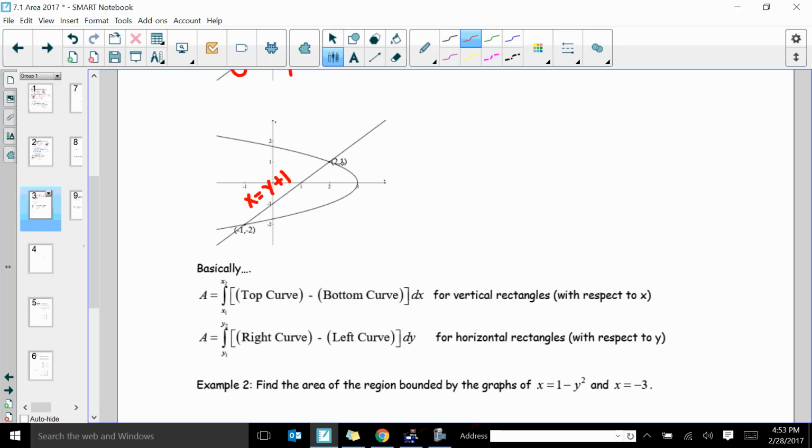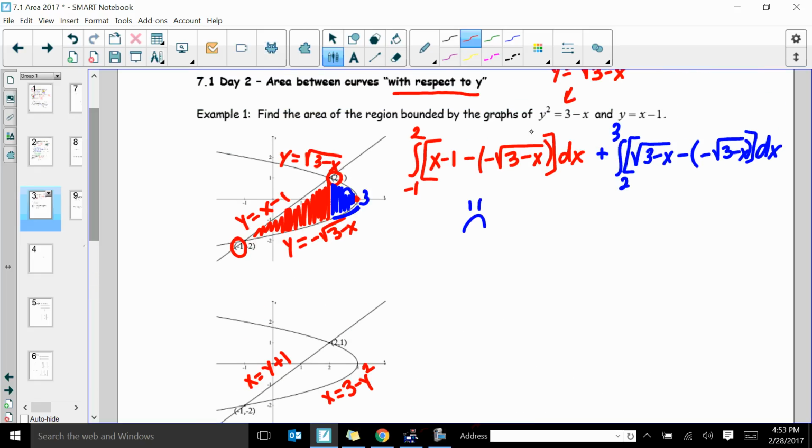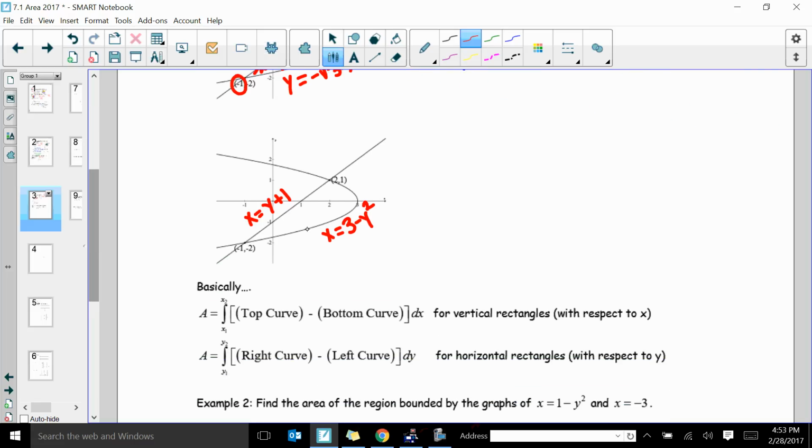This sideways parabola is defined just the way it is. But again, we've got to get x by itself. So if I get x by itself, that ends up being 3 minus y squared. If you're confused by that, all I did is take these two things and get x by itself, like how normally we get y by itself. So this time, instead of doing top minus bottom, I'm going to do right minus left.